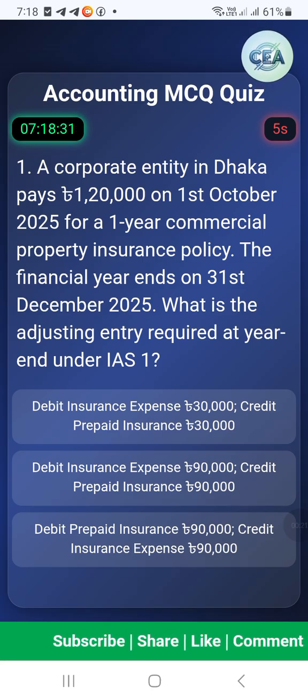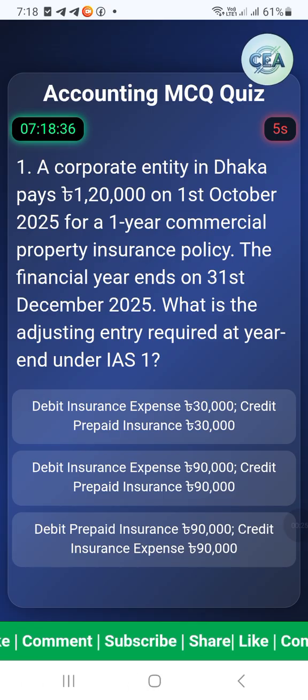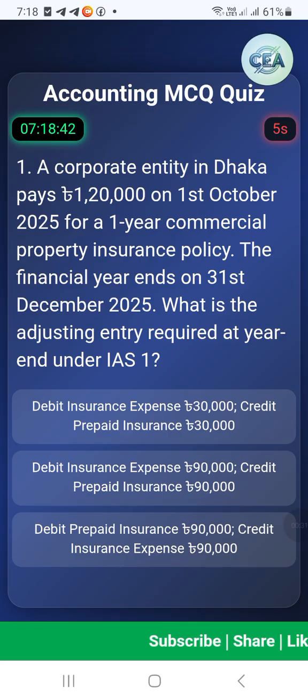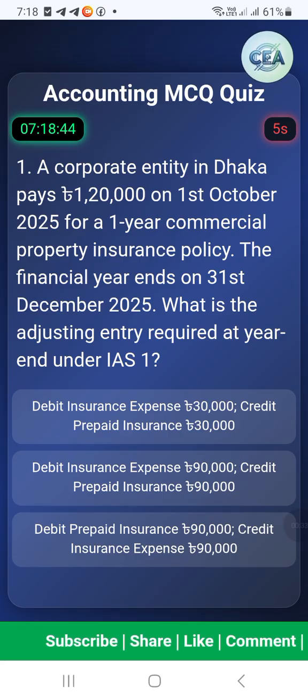Option 1. Debit insurance expense 30,000 takas, credit prepaid insurance 30,000 takas. Option 2. Debit insurance expense 90,000 takas, credit prepaid insurance 90,000 takas. Option 3. Debit prepaid insurance 90,000 takas, credit insurance expense 90,000 takas.